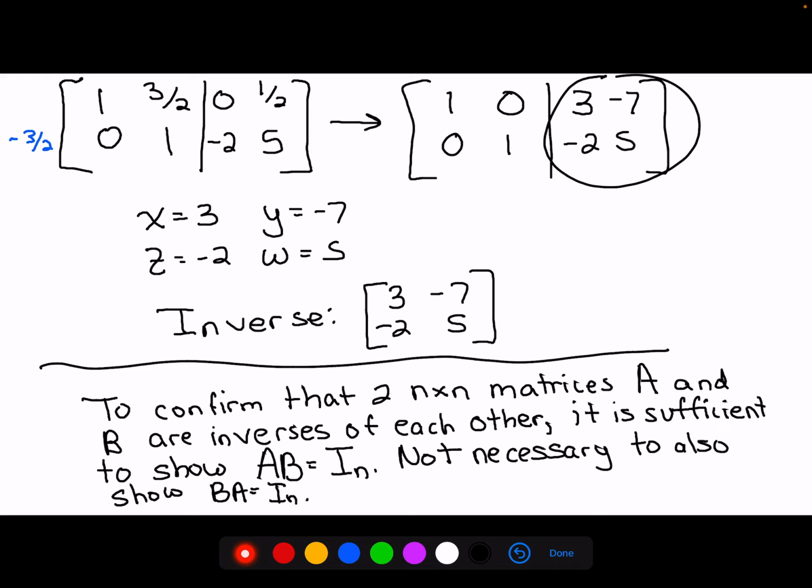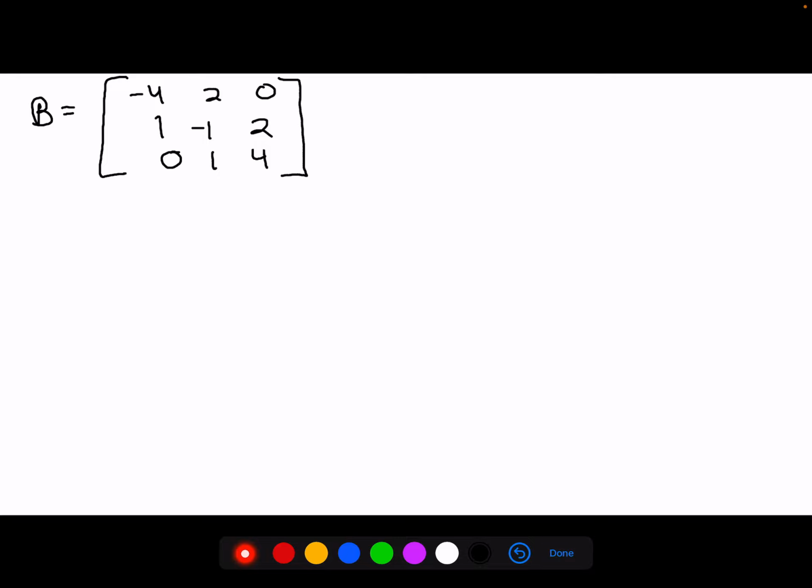All right, that was some 2 by 2 examples. How about we step it up a little bit and do a 3 by 3? All right, let's say that we have matrix B that has elements. Row 1 has -4, 2, 0. Row 2 has 1, -1, 2. Row 3 has 0, 1, 4. And we want to find the inverse matrix.